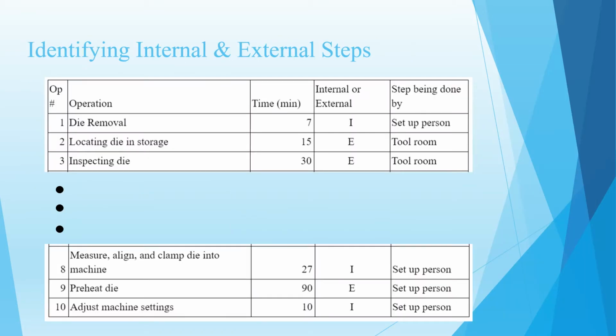In order to identify steps between external and internal, we organize it with a table. Individual work elements were consolidated into general tasks. Next, their time was recorded. Then, we identify if the task was an internal or external component. Lastly, the person performing the task was identified.